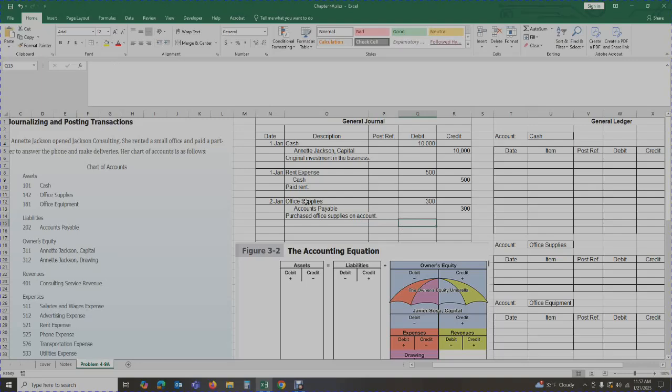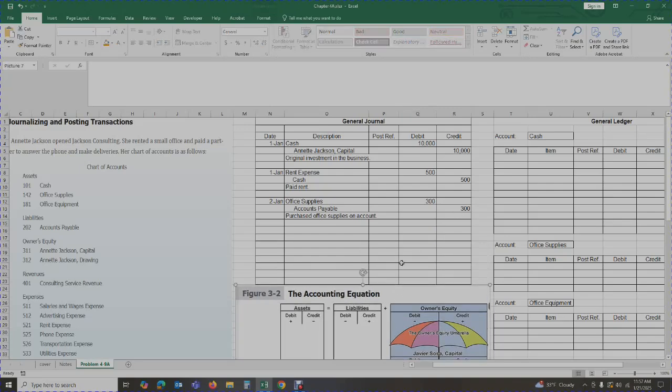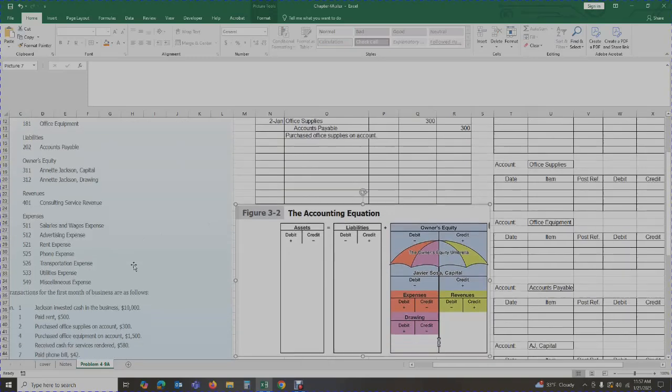So what did we do? We bought office supplies. We have more office supplies. Assets get increased with the debit. Accounts payable, we bought on account. That means our debt has gone up, and our debt goes up with a credit. So that is what happened on January the 2nd.